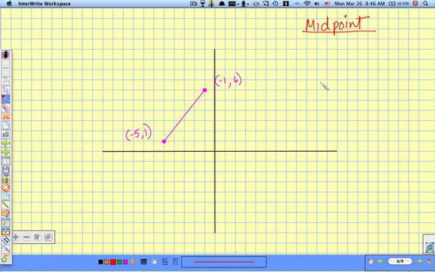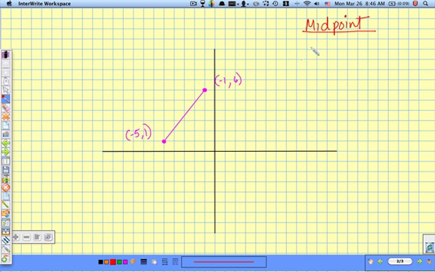Alright, example number 3 is dealing with midpoint. So if I ask you to find the midpoint between 2 points, or the midpoint of a line segment like this one, alright, we want to find where is the exact middle of this line segment. Well, all you need to know is a formula once again. Just like distance, midpoint has a formula too, and it's even easier than the other one.